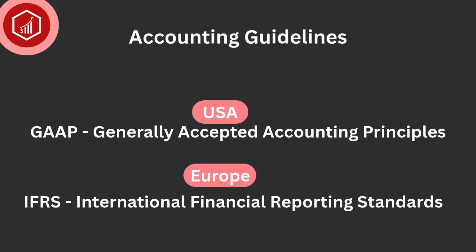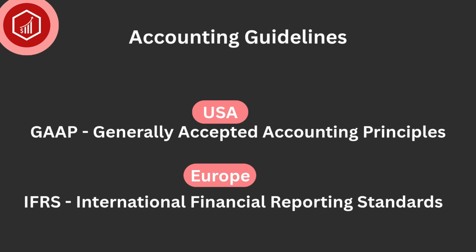The accounting principles are part of the system called GAAP, Generally Accepted Accounting Principles, used in countries like the US. In Europe and many other parts of the world, companies follow IFRS, which is very similar. Now, let's break down the 7 accounting principles you need to know.